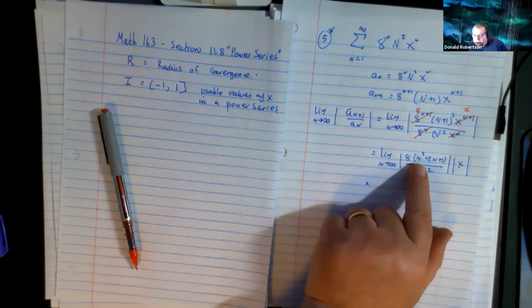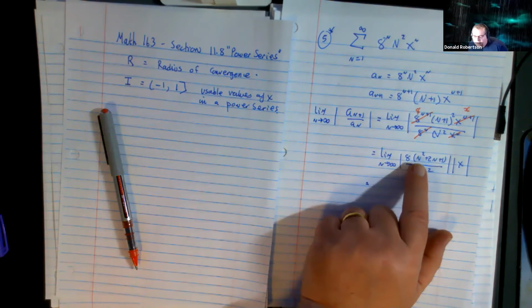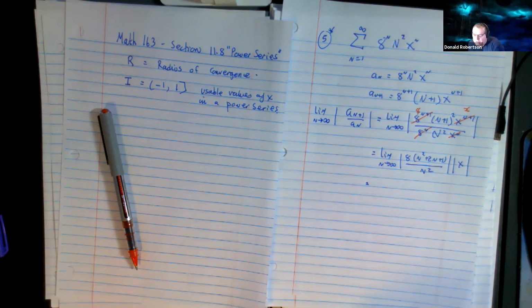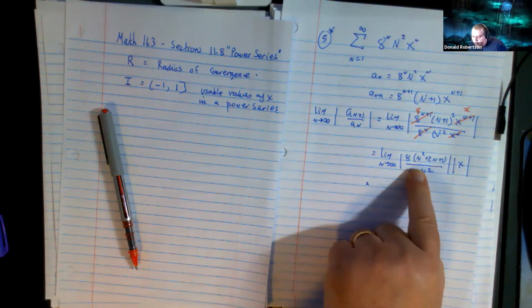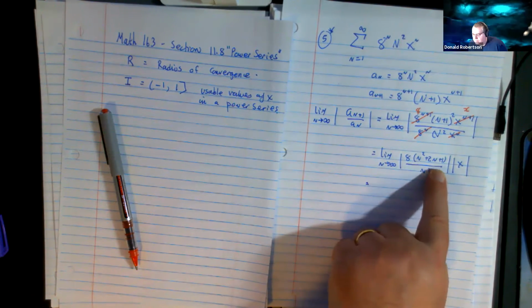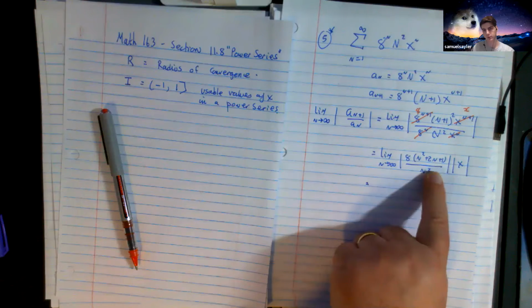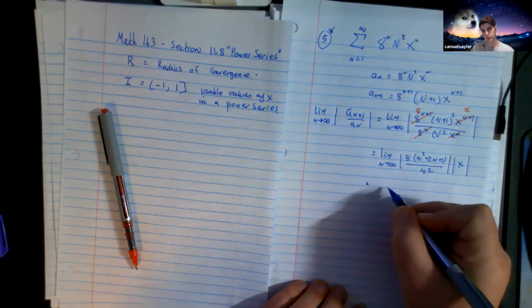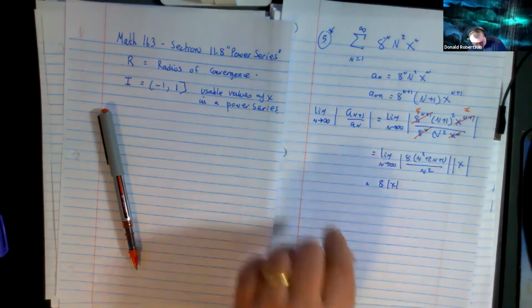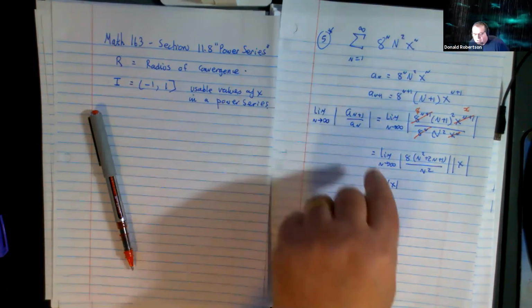Now, there are lots of different techniques that we can use, but we've probably reached the point, at least for polynomials like this, that you should be able to just look at it and tell me what the answer is. You could divide top and bottom by n squared. You could use L'Hopital, both would work. But what will that equal no matter what method I use? 8. Great. So we now have 8 times the absolute value of x. So the limit of the ratio is this guy.